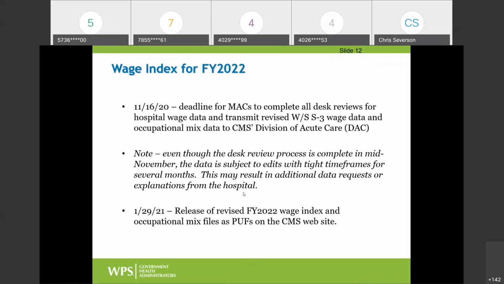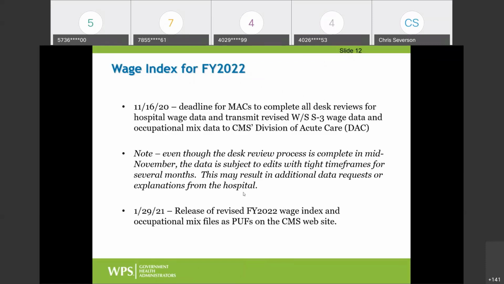They take a look at it. They analyze it. They may follow up with us right away with some questions if anything looks unusual. That kind of goes to this next slide. Even though the wage index desk review process itself is complete, at least initially complete in mid-November, there are a lot of edits that CMS performs, and if anything looks unusual, they'll come back to us and they'll ask us for additional data, possibly additional review. So, of course, that means we're going to have to, in most cases, get back with the hospital for that additional data.